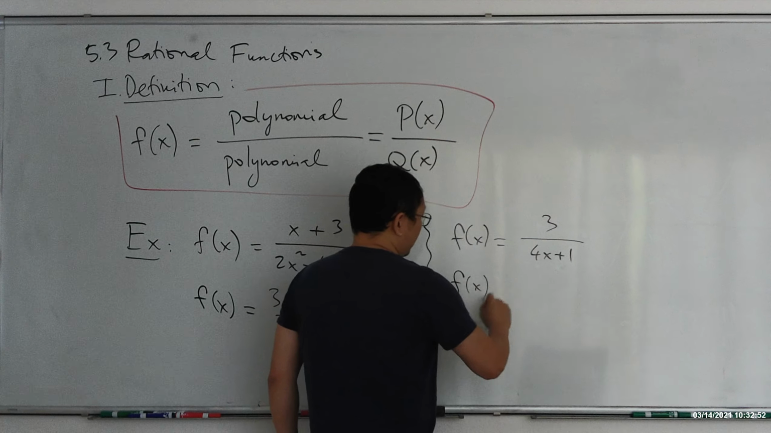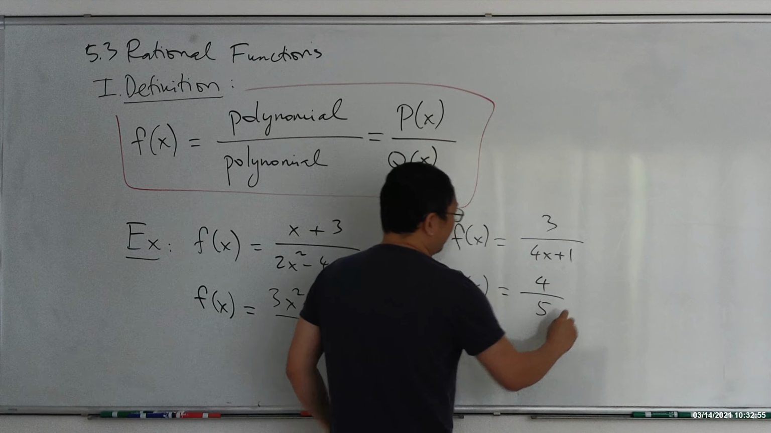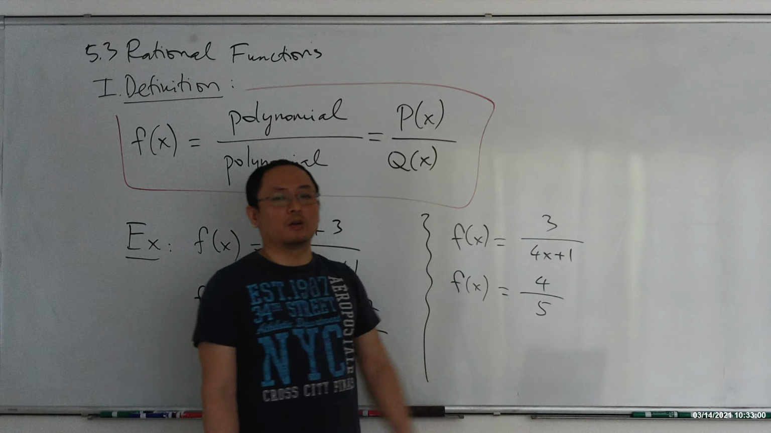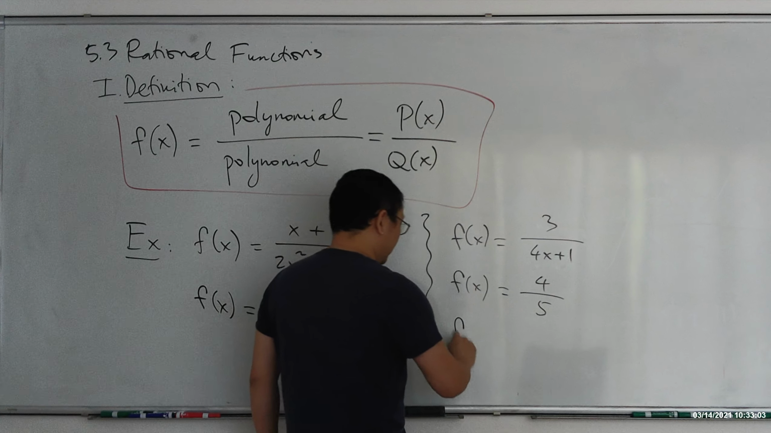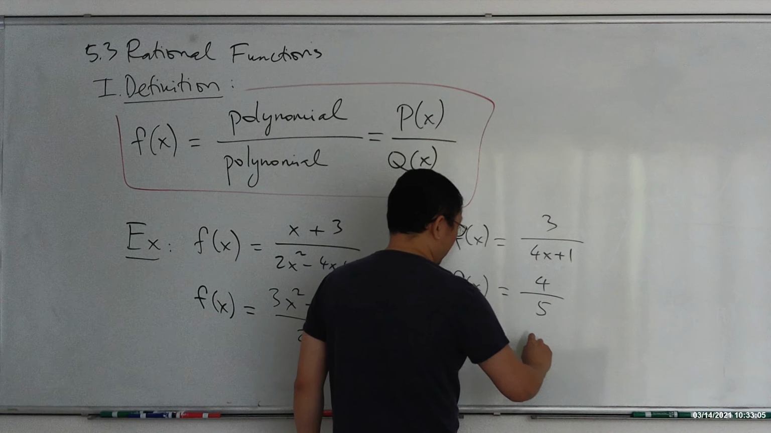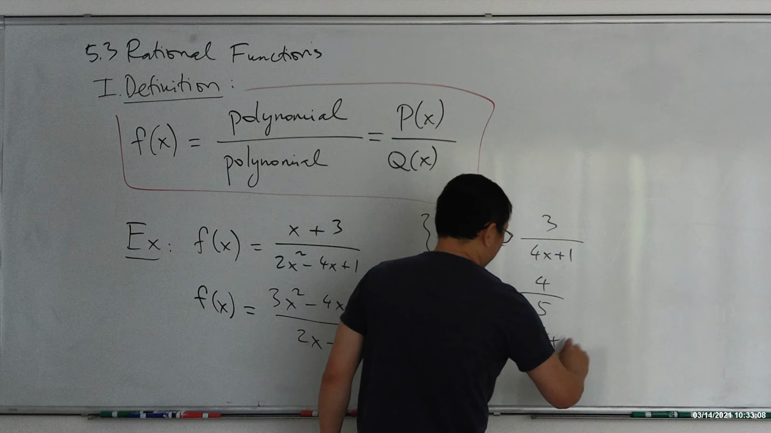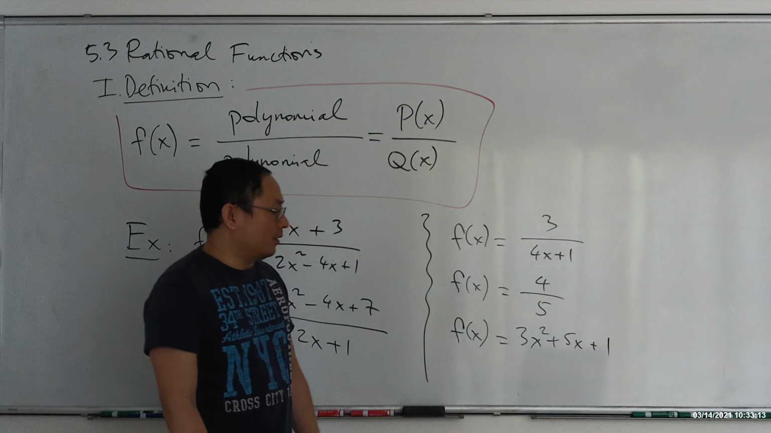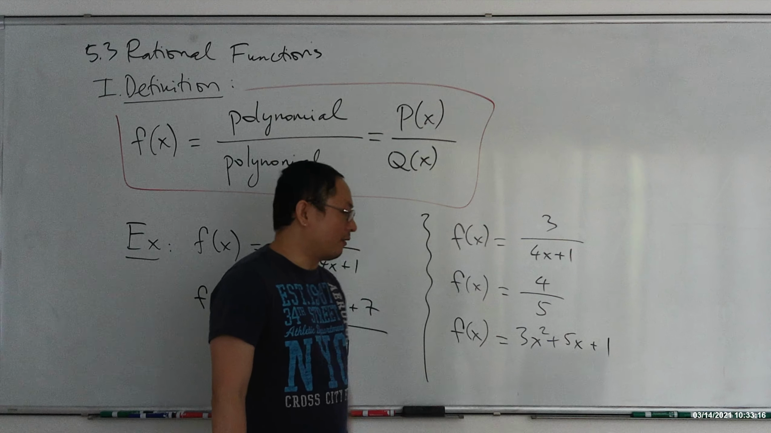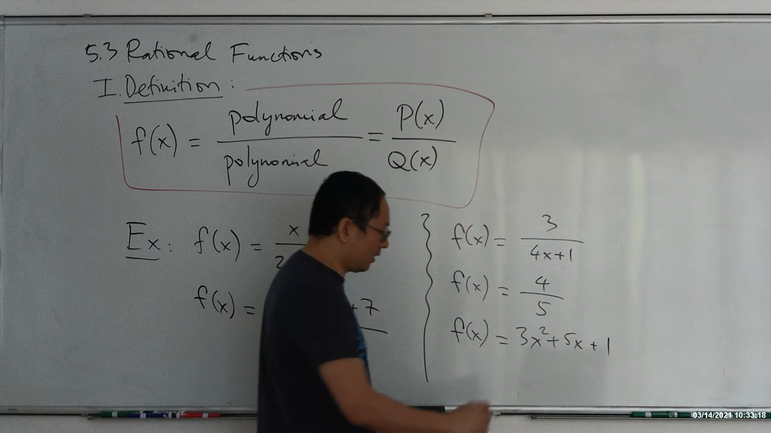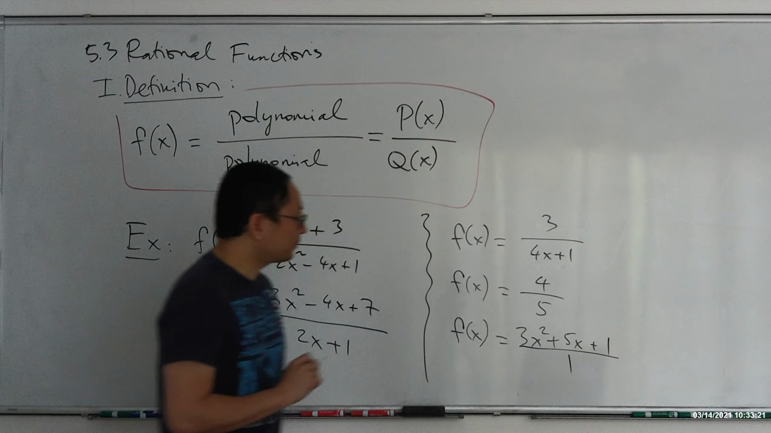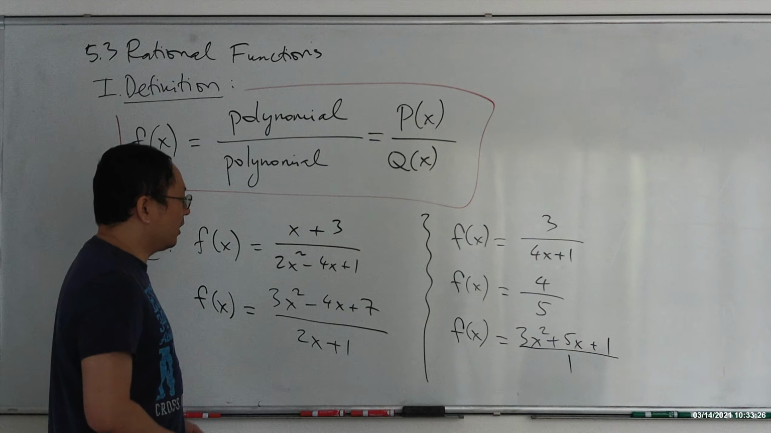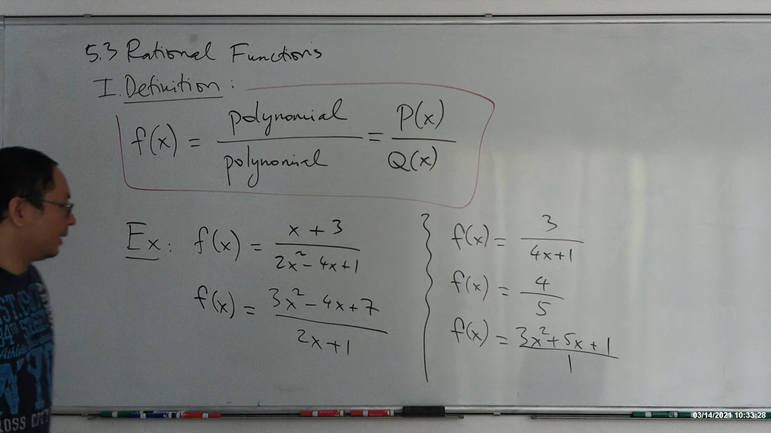Say f of x equal to 4 over 5. It is still a rational function. Okay? Polynomial of degree 0 over polynomial of degree 0. How about this? f of x is equal to 3x squared plus 5x plus 1. You can see right away this is a polynomial, right? Degree 2, quadratic function. It is also a rational function, if you think of it this way: over 1. All right? So rational functions cover all the polynomials. So this is a big thing.